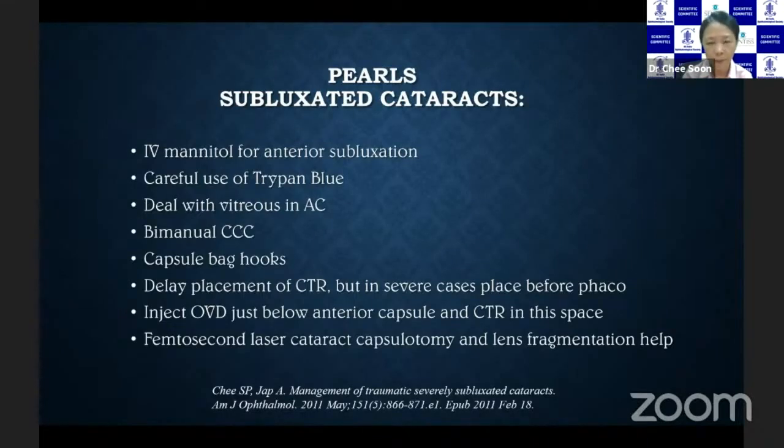This is very important so that you don't trap cortex. And in all three cases I showed you, no cortex was trapped. This is the key.